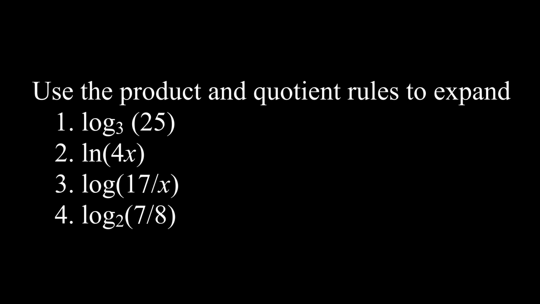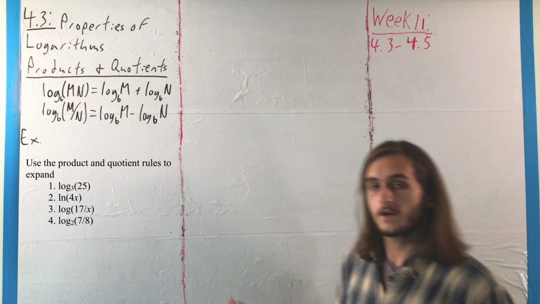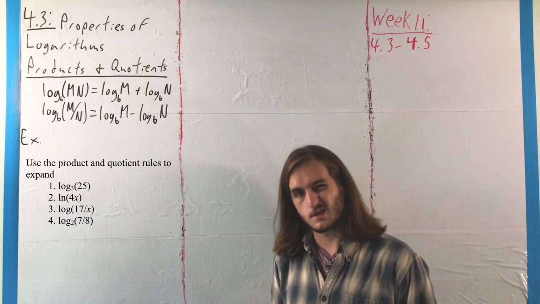So for this, we want to use the product and quotient rules to expand log base 3 of 25, the natural logarithm of 4x, the common logarithm of 17 over x, and log base 2 of 7/8. Okay, so we got 4 cases here. We're just going to work through every single one of them.